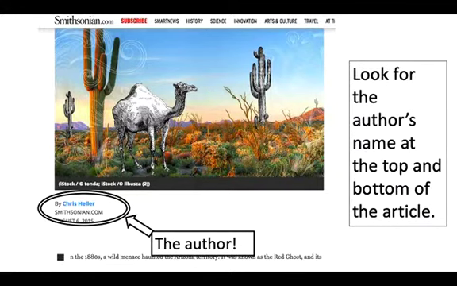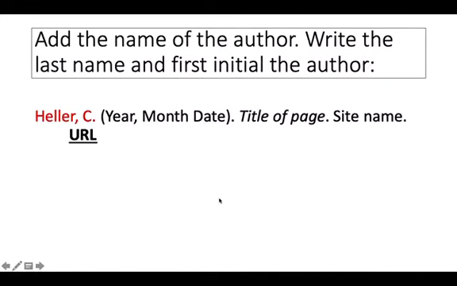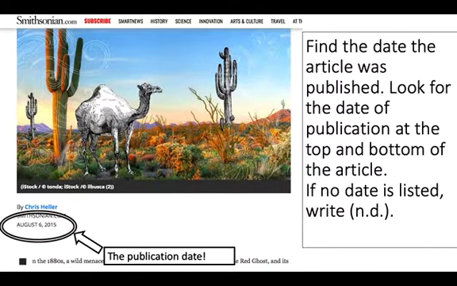So the first thing that we need to do is locate the author's name. Here it's located underneath the picture at the top of the screen. The author's name is Chris Heller. So now we add the author's name. Remember, last name first, comma, first initial. They only give us one initial, so we're going to use it, capital C, period. Remember, we would add other authors' names if there were more authors, with the "and" symbol before the last author's name. Next, we need the date of publication.